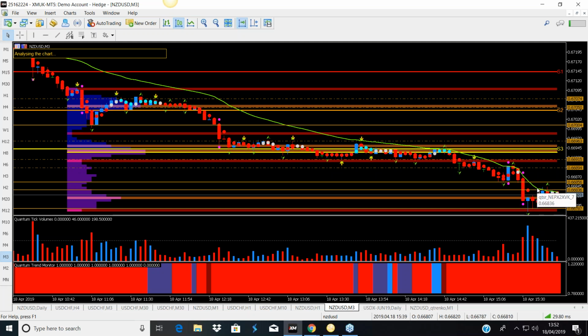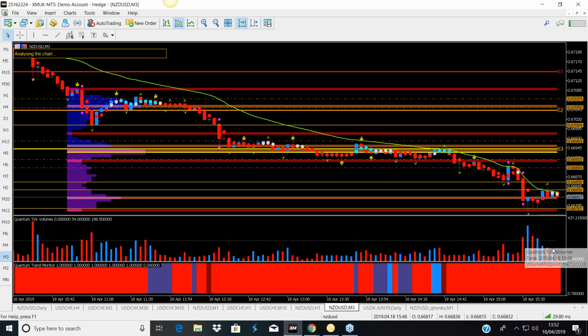I've got a 200 MA here. I've got a fractal adaptive 200 MA that's also capping this move. You have got the support platform here. So is this just another one of those little pullbacks that we have seen all along with the Renko? You just have to wait and see what the volume and the price action is telling you.